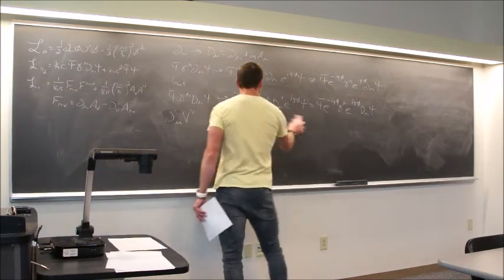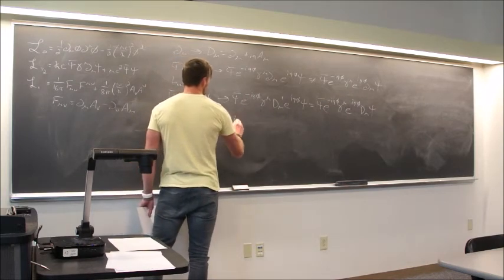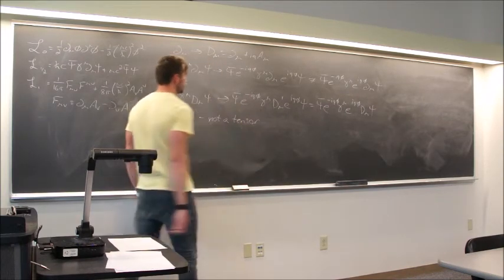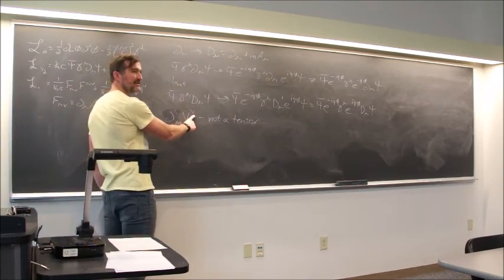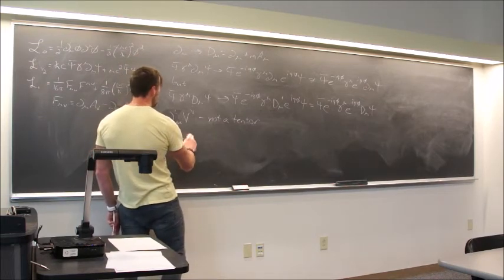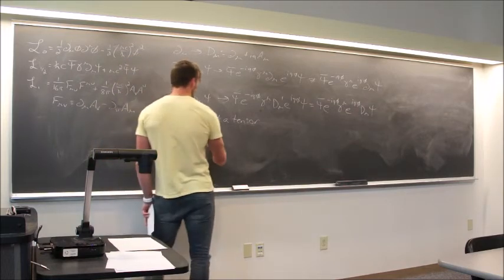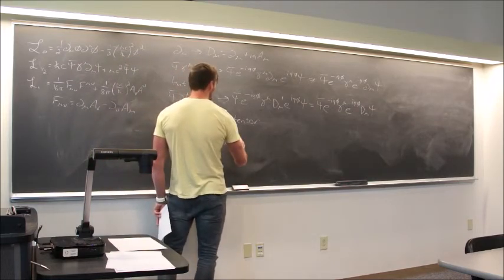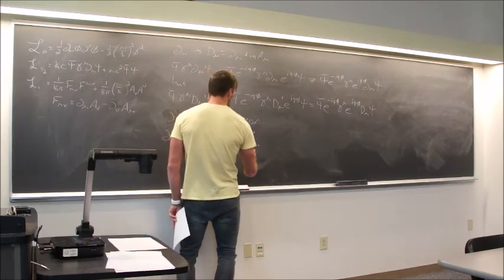In technical speak, what we would say is that this thing is not a tensor. You would like for it to be a tensor because it's got these indices, but it's not a tensor because it doesn't transform as a tensor under a coordinate transformation. But what we can do is replace this with a new derivative, which is the old derivative plus something called a Christoffel connection.